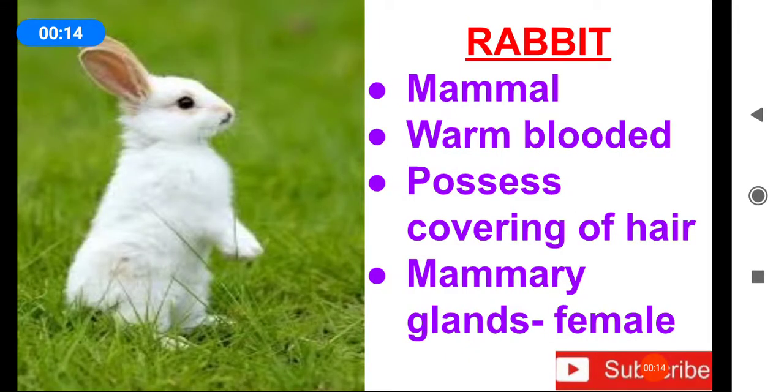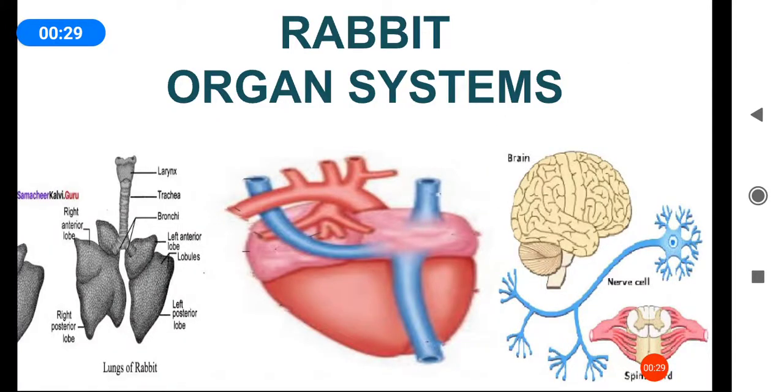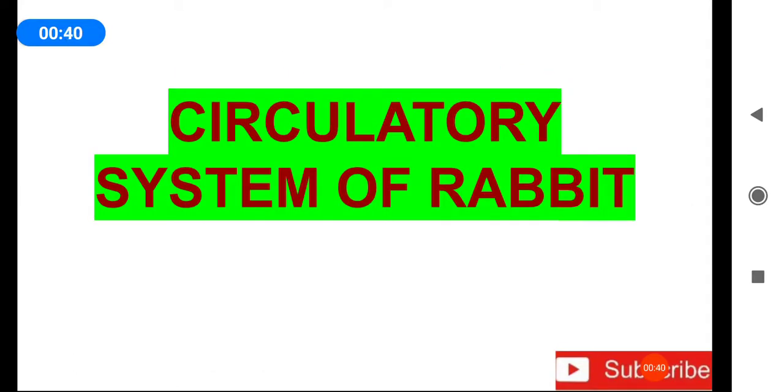In this chapter, we have learned the external morphology of rabbit. Rabbit is a mammal. These are warm-blooded animals. They possess epidermal hair and mammary glands. We learned organs and organ systems in rabbit. We learnt respiratory system and digestive system in rabbit. Now we are going to see the circulatory system of rabbit.